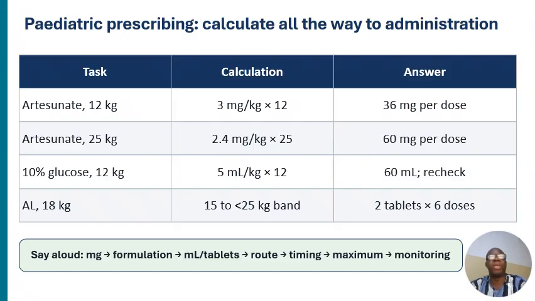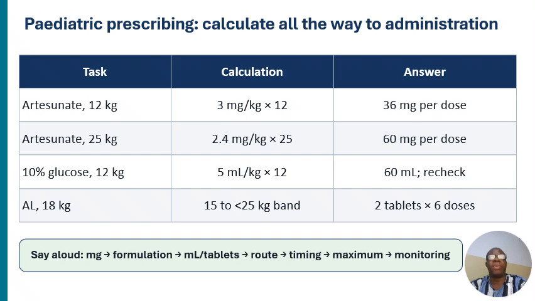Then confirm the formulation, calculate the volume to draw up, state the route and timing in your documentation. Check the maximum dose and then document that the child should be monitored and how this should be done. For 10% glucose at 5 mils per kg in a 12-kilogram child, the volume is 60 milliliter, followed by prompt glucose rechecking.